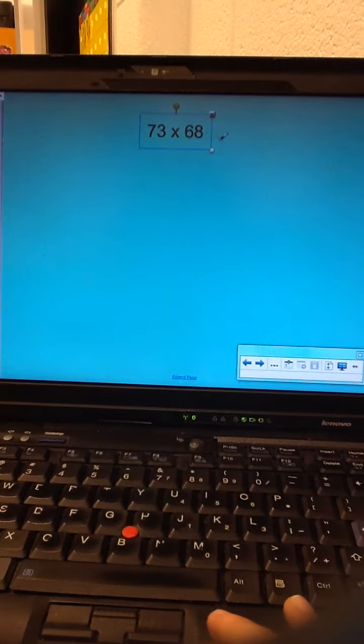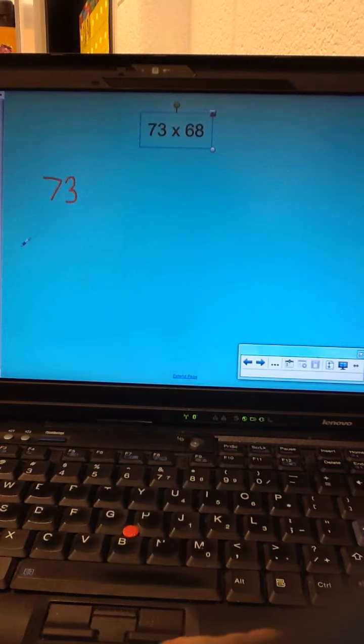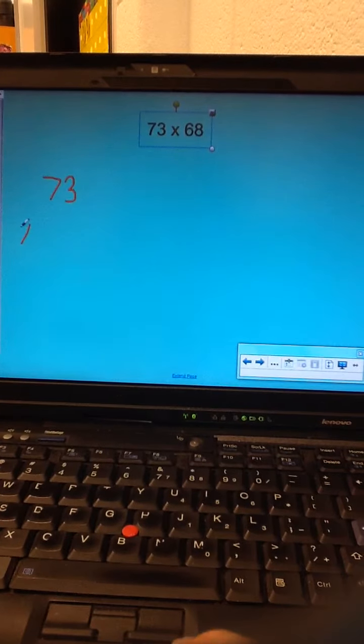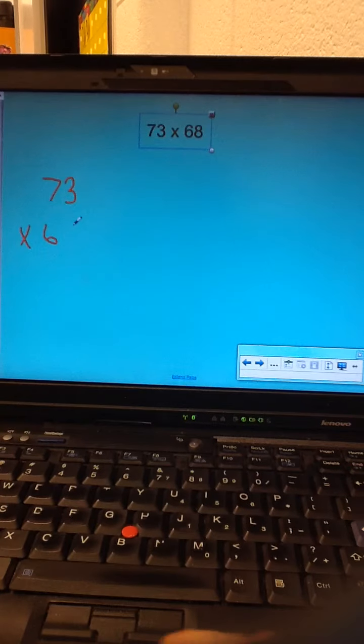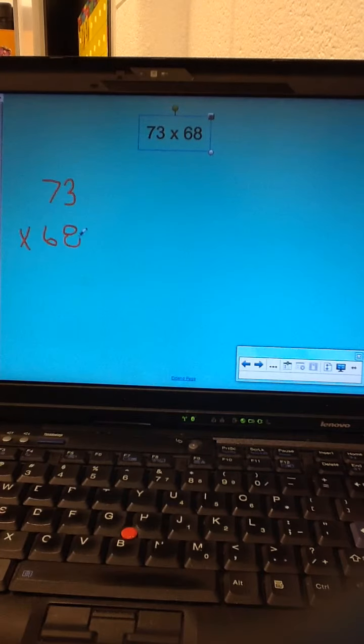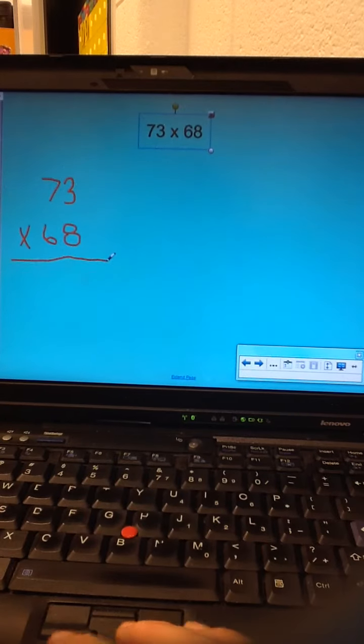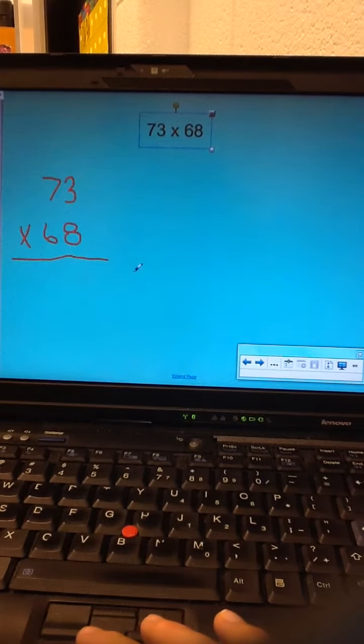73 times 68. Big problem. After you've recopied your problem, I want you to do the first step, which is to multiply 73 times the 8 in the ones place. Pause the video, do that, and we'll check your answer in just a second.